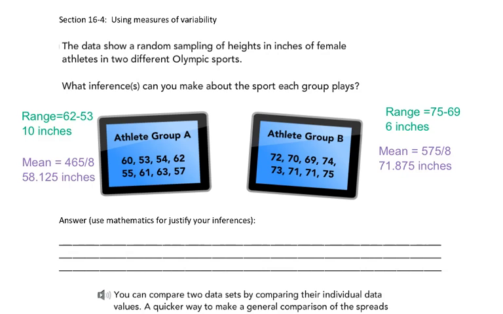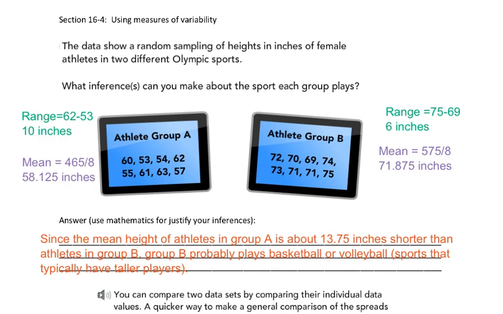So I'm going to say that since the athletes in Group A are about 13.75 inches shorter than the athletes in Group B, Group B probably plays either basketball or volleyball, sports that typically have taller players. So that's my reasoning. Now I'm going to put it into sentence form. So please pause the video so that you can get that sentence written down. If you want to put it in your own words, you are absolutely welcome to do that.